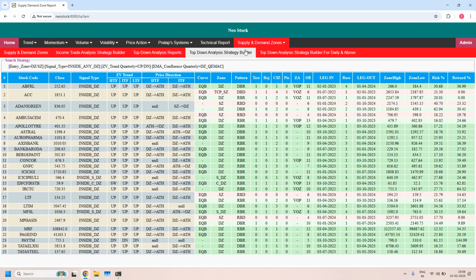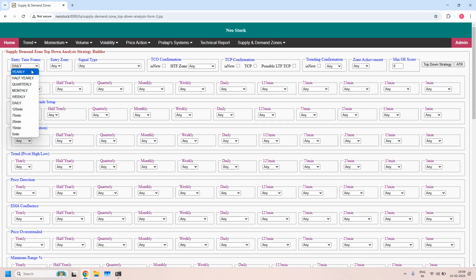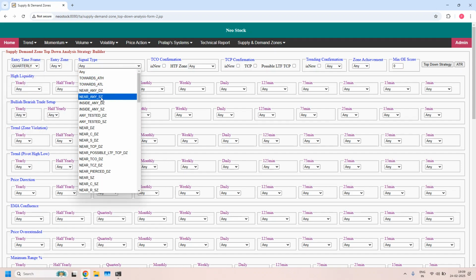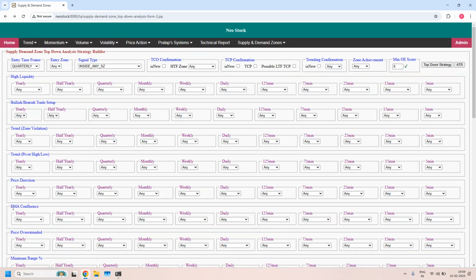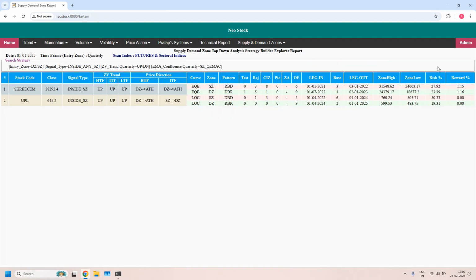Okay, next quarterly time frame. Price closed inside the quarterly supply zone. We got 3 stocks. Let's verify out of these 3 how many of these quarterly supply zones have quarterly EMA confluence. Quarterly supply zone with quarterly EMA, and trend on quarterly should be up or down. With these filters we got 2 stocks. These 2 stocks' quarterly supply zones are having quarterly EMA confluence and current price closed inside those quarterly supply zones.